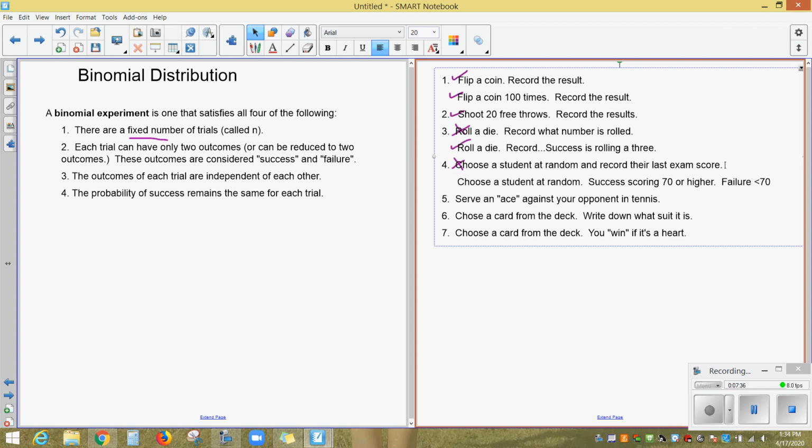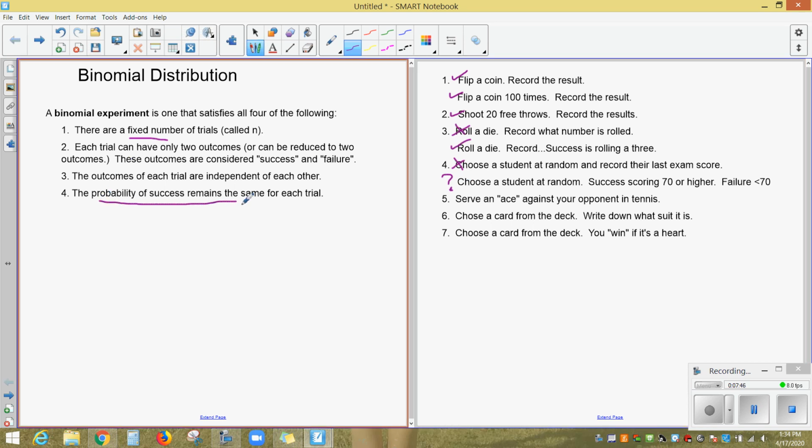Now, the parting question here, where we might say, I don't really know if this is binomial or not, is whether the probability of success remains the same for every trial. I guess for each trial it would. But for each student it'd be different. So we could say, I'm not sure that's completely a binomial experiment.